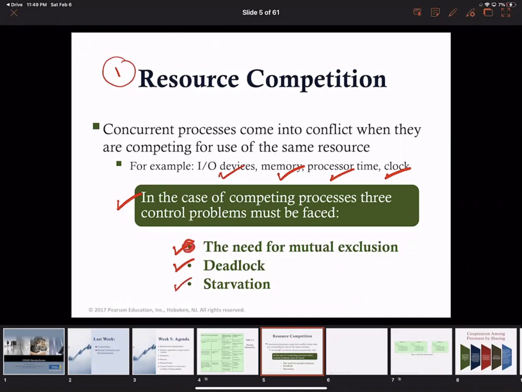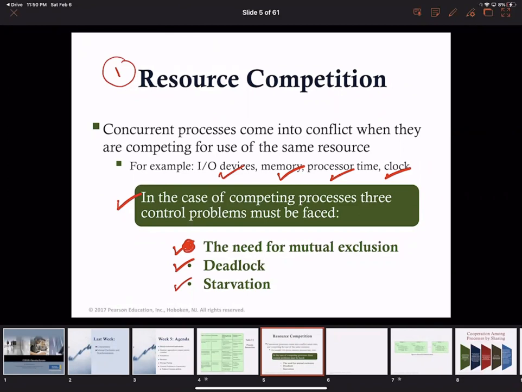For the need for mutual exclusion, let's suppose that two or more processes require access to a single non-shareable resource, for example, a printer. During the course of execution, each process will be sending commands to the I/O device, receiving status information, and sending and receiving data.